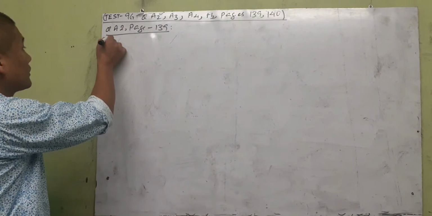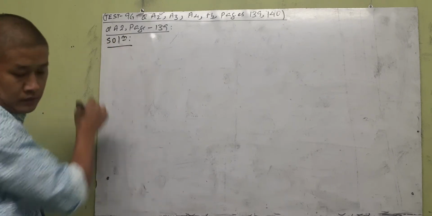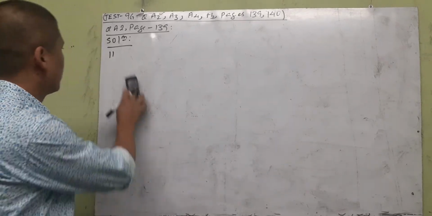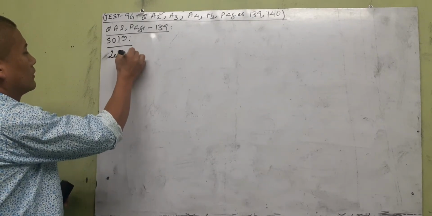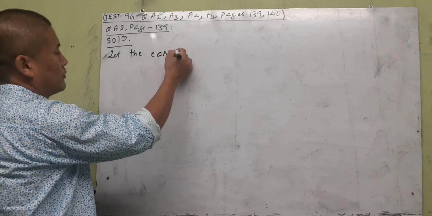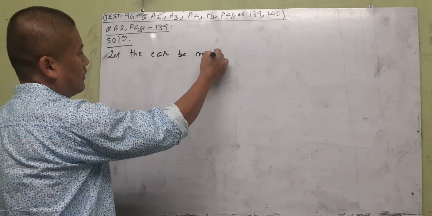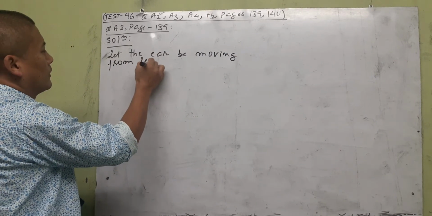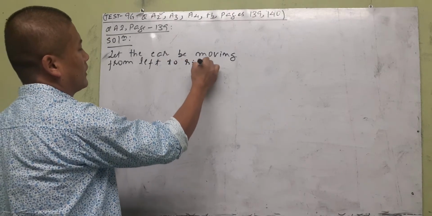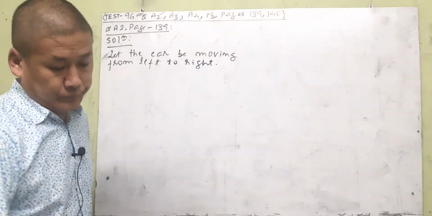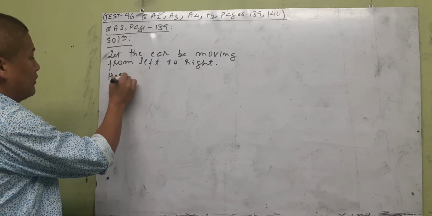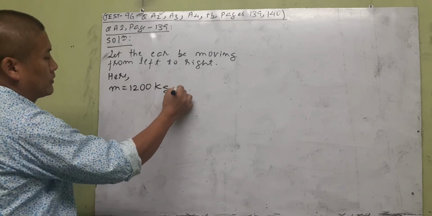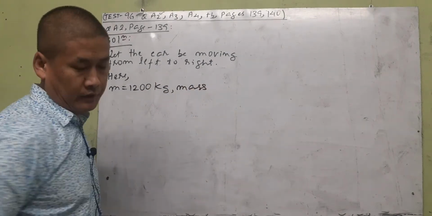Okay, so here, solution or your answer, let us first assume that the motor car is moving from left to right, let us say. Now as we read the question just now, we found out that m, the mass of the car, is 1200 kg. So this is the mass of the car, right?